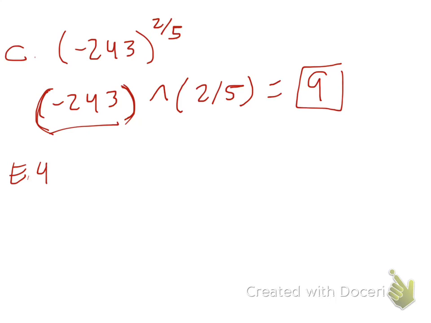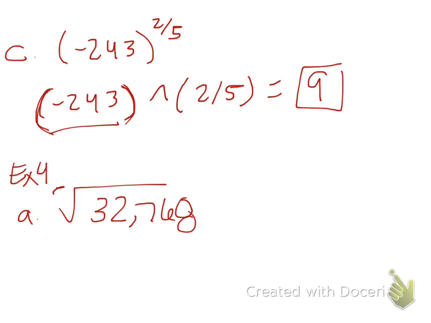Now, moving on to example 4a. The square root of 32,768 with a little 5 there. How do I rewrite this? It's 1 over. We're jumping to example 4 because D is the same thing as the other one. Isn't it 1 over 5? 1 over 5, yes. So how do you plug this into the calculator?